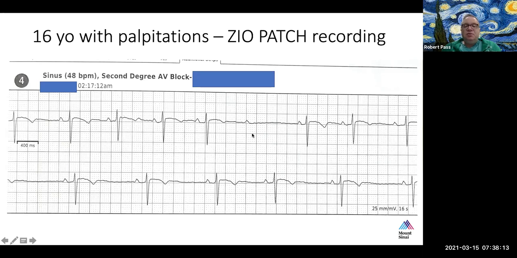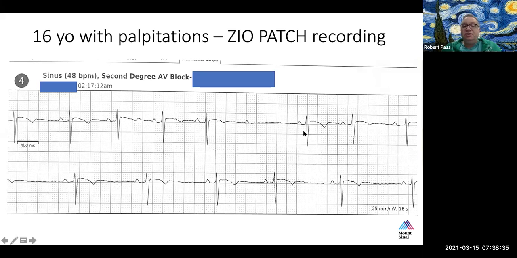So with one single P wave dropped at 2 in the morning, we would generally not get too bent out of shape over this observation. So I usually will consider this to be Mobitz 1, which is not as worrisome. It could be Mobitz 2, but a single non-conducted P wave usually ought not to get us too bent out of shape, especially at 2 in the morning.